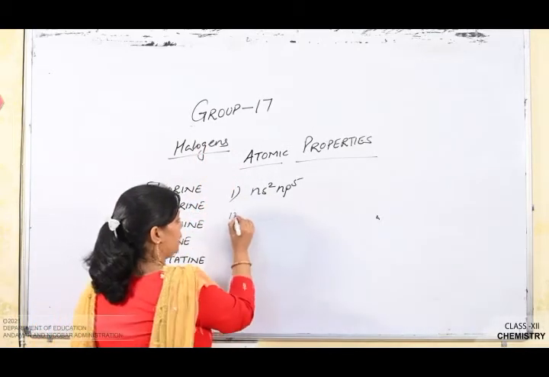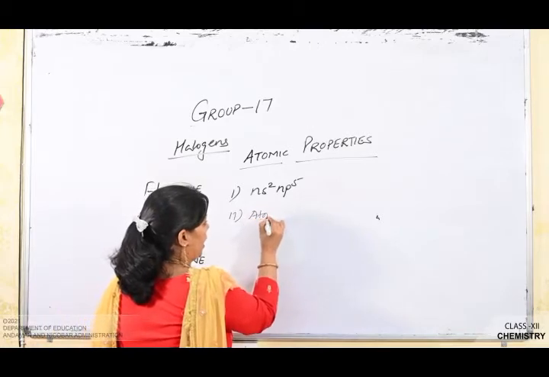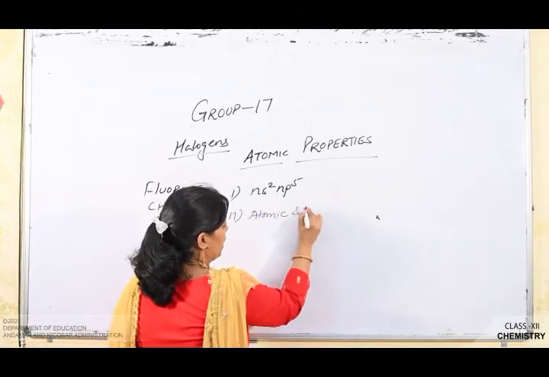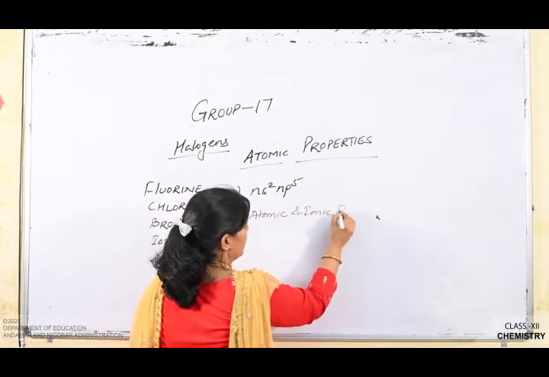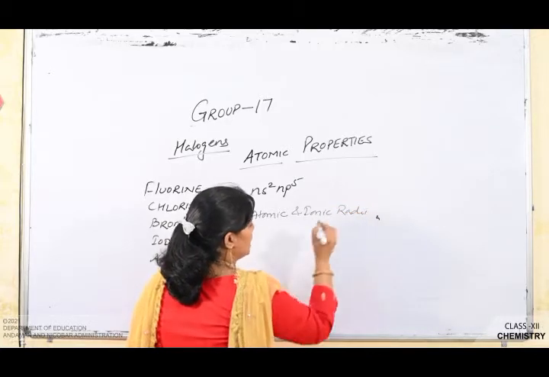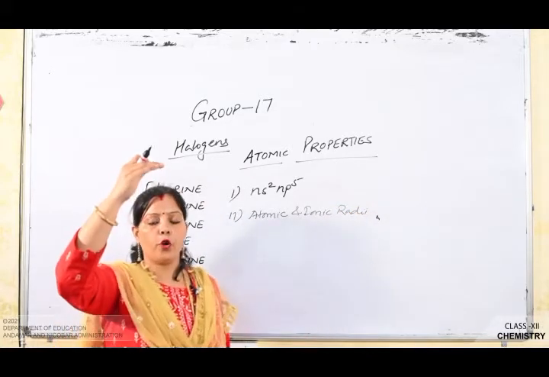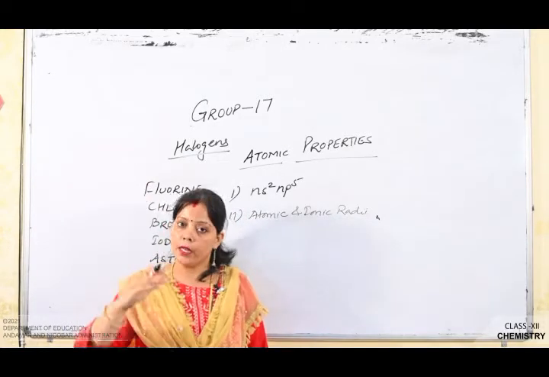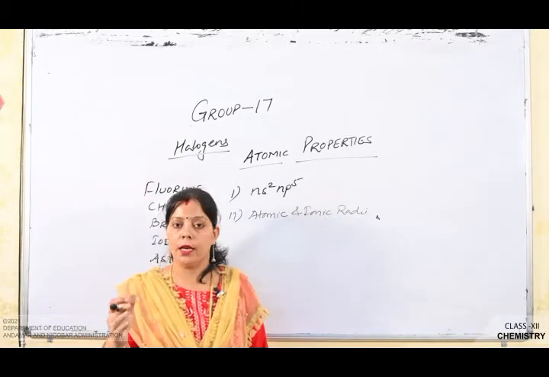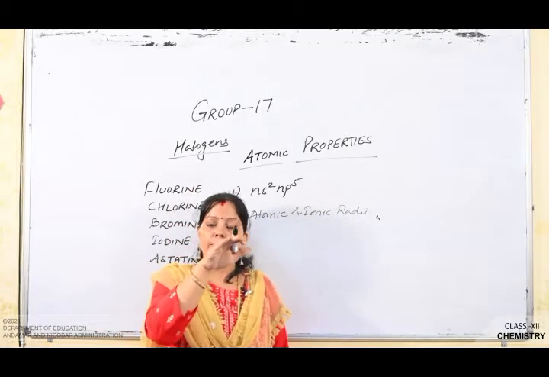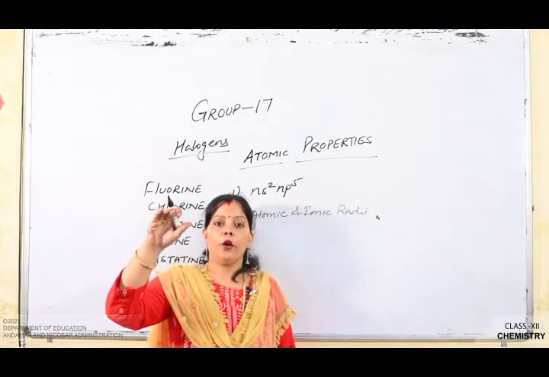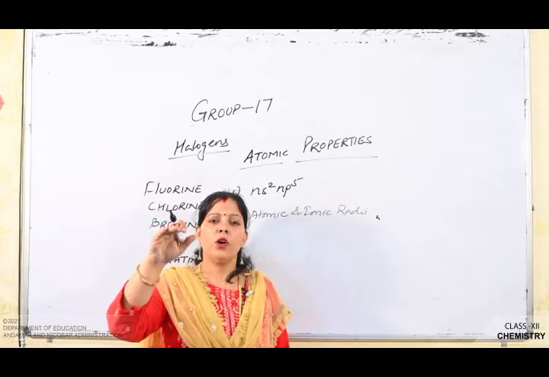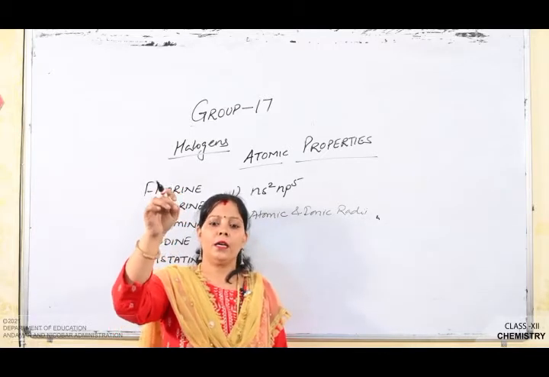Another important property is the atomic and ionic radii. So children, as per the rule, as we know, when we move top to bottom in a group, the atomic size and ionic radii increase due to increase in the number of shells. And when we move from left to right along a period, the atomic size decreases because 1 electron is added in the same shell.